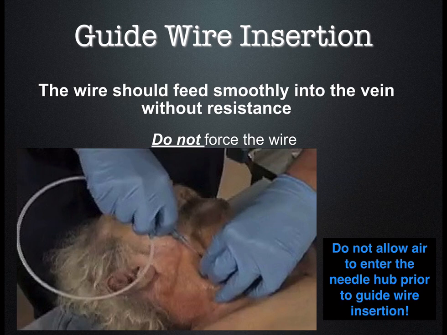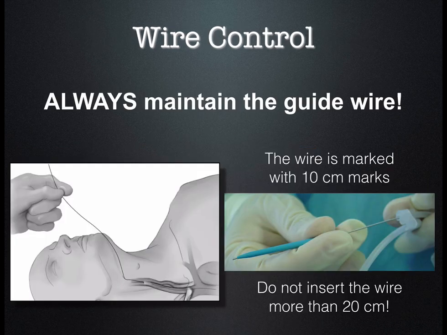And you can do this under dynamic ultrasound guidance also. Now, again, one more time, the wire has marks on it. One mark at 10 centimeters, 2 marks at 20 centimeters, 3 marks at 30 centimeters. Your wire only needs to go in far enough to make a track for you to follow with your catheter and dilator. Therefore, your wire only has to go in between 10 and 20 centimeters. Any more than that will result in you having to pull the wire back out when you put the catheter in. And it may lead to you losing the wire in the patient.